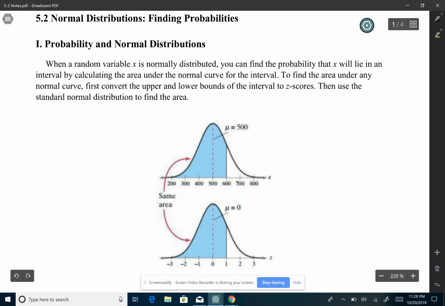So we're doing basically the same thing we did in the previous section. We're looking at the area under the normal curve. To find the area under a normal curve, remember what we do is we convert to z-scores, and then we use the standard normal distribution to find the area.